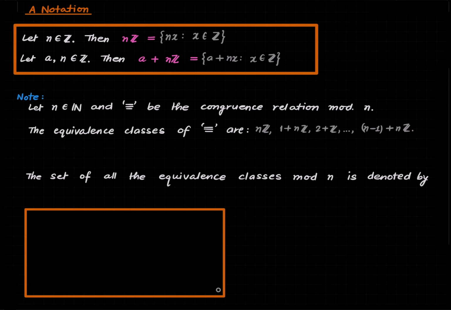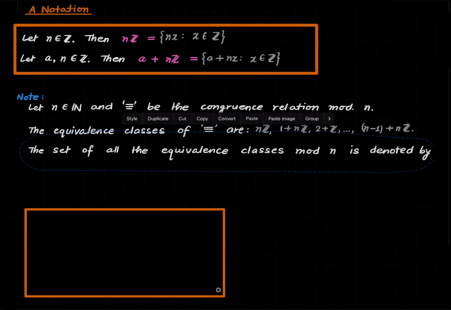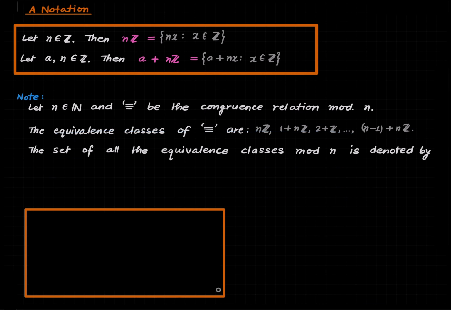Okay, and the set of all the equivalence classes is denoted by a funny notation, which requires a lot of comments, but for now, I'll just say that we write Z, put a slash, and then write nZ. And we read it as Z mod nZ. That's how we pronounce it.